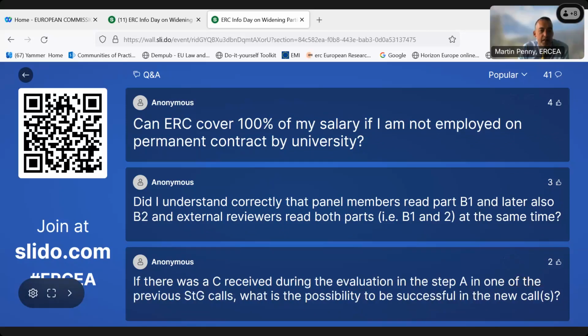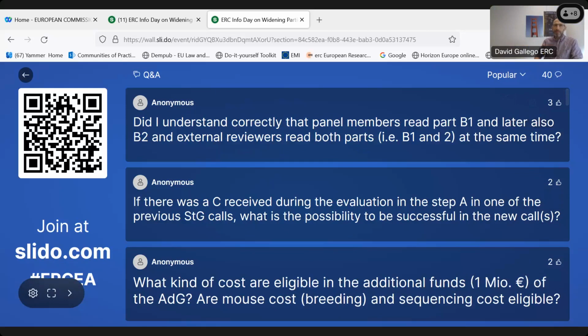David, I come to you. Can ERC cover 100% of my salary if I'm not employed on a permanent contract by the university? Yes, again, this is something that you have to negotiate with the host institution. If your salary is included, you can include your salary within the grant. Indeed, we often see that whilst people apply for their salaries, particularly in starting grants, once they're awarded, they may get a better offer from their host institution. They no longer need to take their salary from the grant.